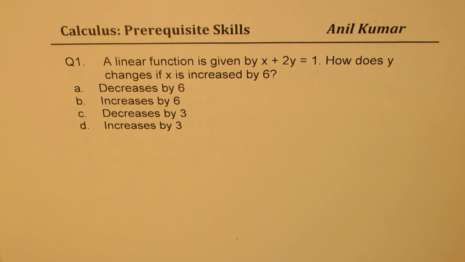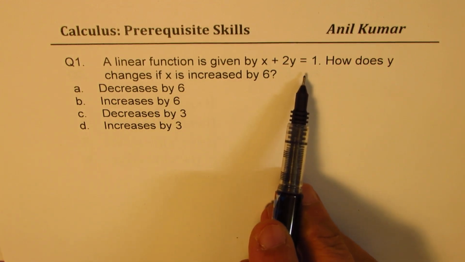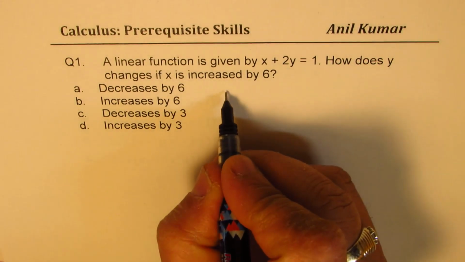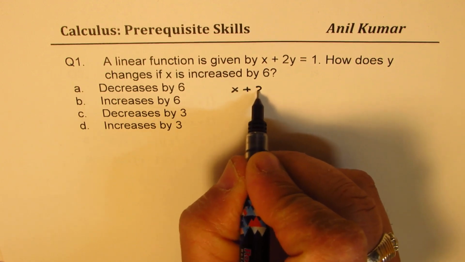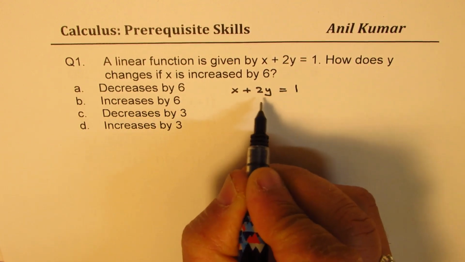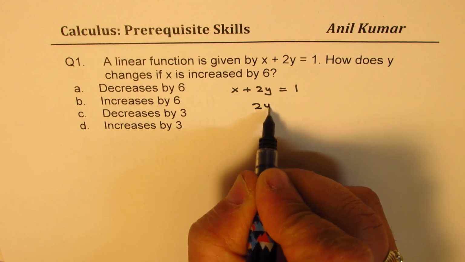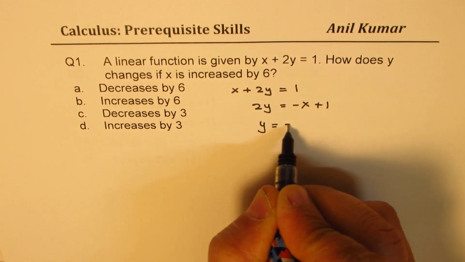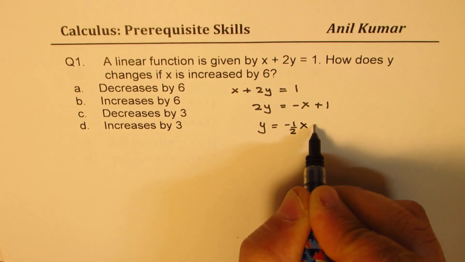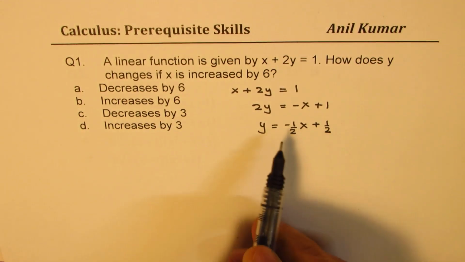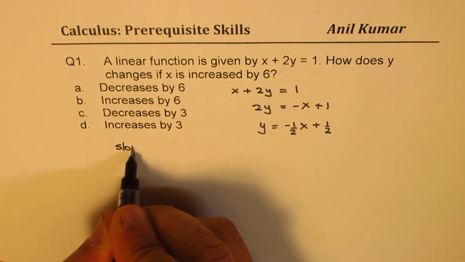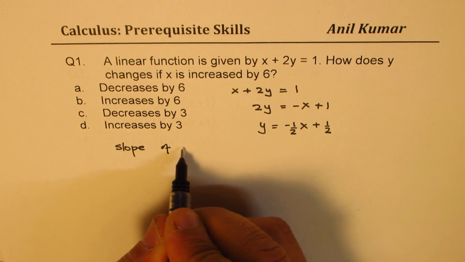Question number 1. A linear function is given by x plus 2y equals 1. How does y change if x is increased by 6? So what we are given here is x plus 2y equals 1. Now let's isolate y. So we get 2y equals minus x plus 1, and y will be equal to minus half x plus half, right? So from here, what do you notice? You notice that the slope of this line is what?